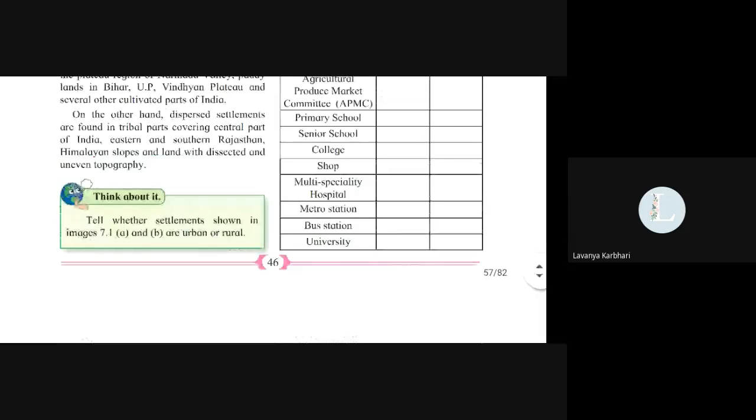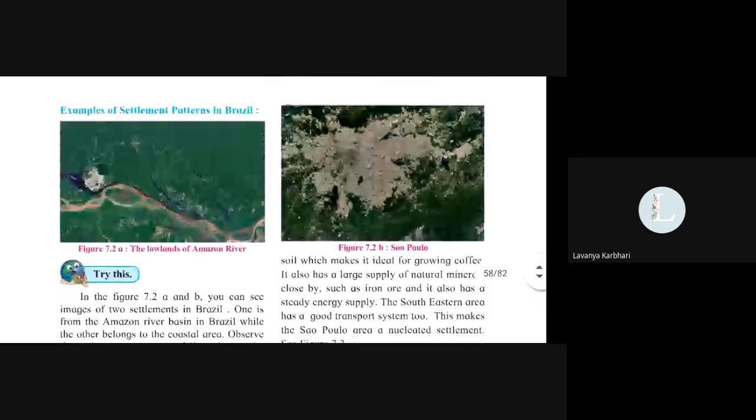So examples of settlement patterns in Brazil. Okay, Brazil मध्ये इथं settlement pattern दिलेला आहे. Okay, the lowlands of the Amazon River, and here is Sao Paulo. Okay, 7.2 and 7.2 billion. Okay, you can easily see in the first figure the lowlands of the Amazon River, where there is a very rare population or very dispersed population.